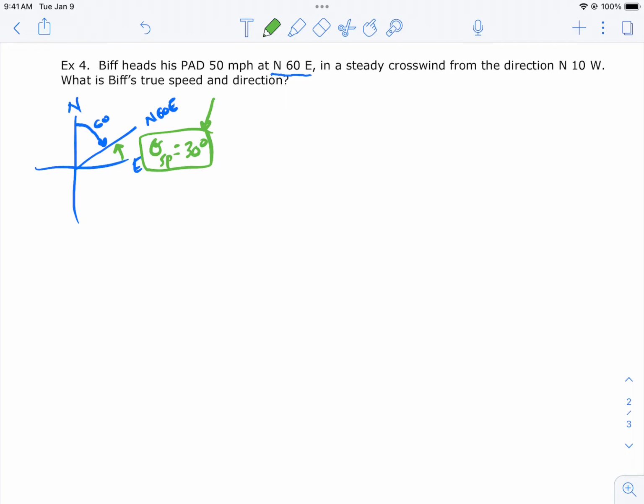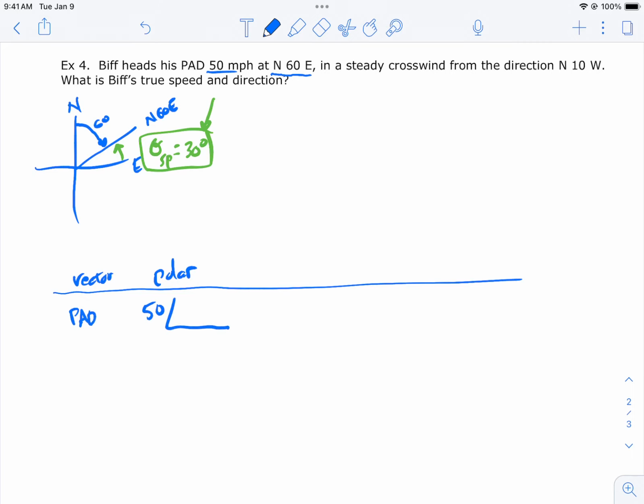Okay, well, that's cool. So now let's start making our table, shall we? So remember, I guess I'll put the vector first. I'll have a vector column. And the first vector is the personal aviation device. And I can put it in polar form now because we know it's going 50 miles an hour. That's the r. And we just figured out that the theta is 30 degrees. Cool. And you know that we'll be converting that to rectangular soon. Though not quite yet. Let's get the wind going, because we also have to add the wind in.